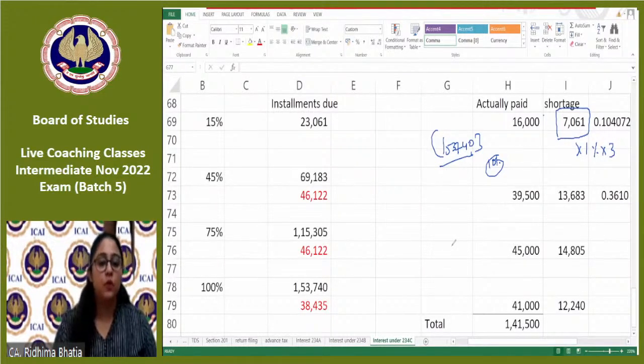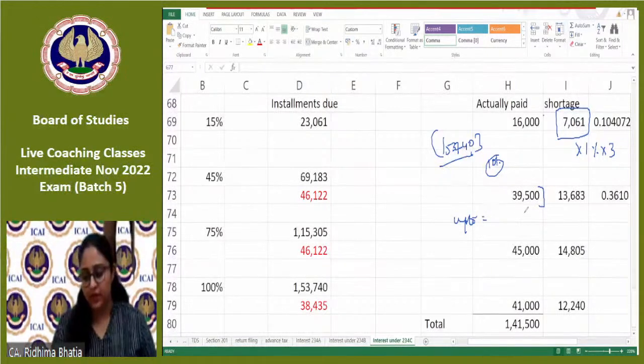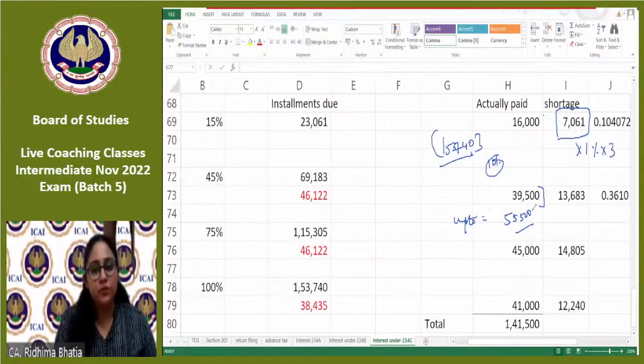Okay. Now, in the second installment, 39,500 has been deposited. But up till the second installment, how much is deposited? 39,500 plus 16,000, okay, that is 55,500, divided by 1,53,740. So 36%, almost exact, has been deposited.